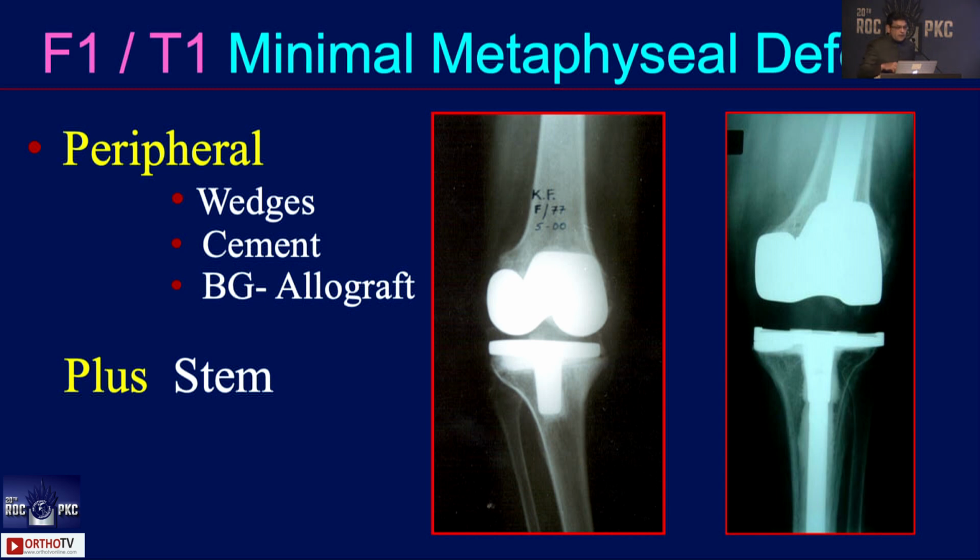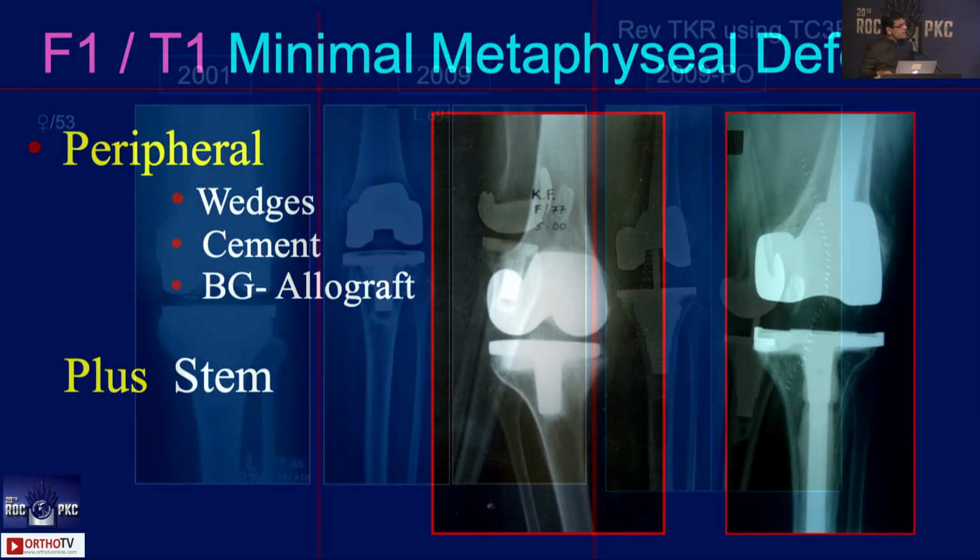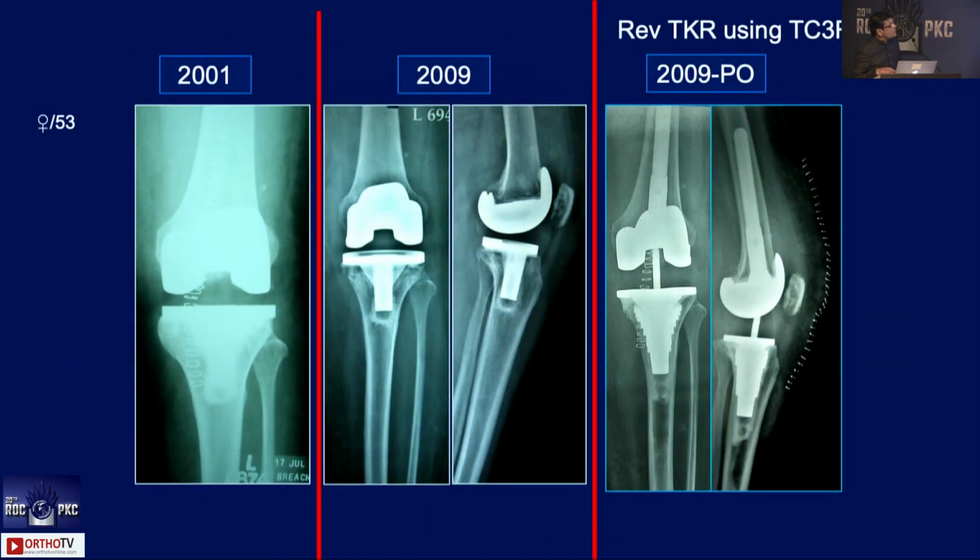Now, this should be F2. If there is a one side condyle gone, then you can use wedges, stem, cement, bone graft, but you always need a stem. You always need to augment it with a stem. This is a patient I had operated in 2001, young patient.